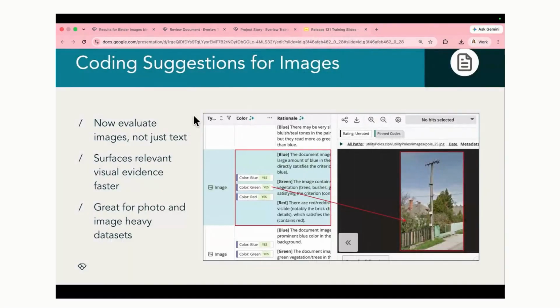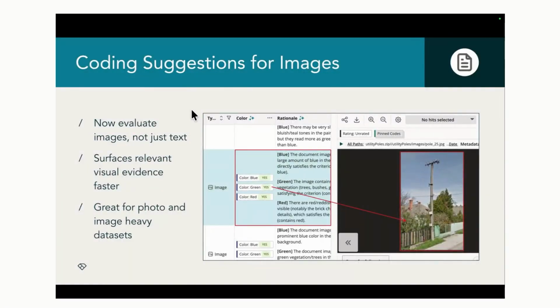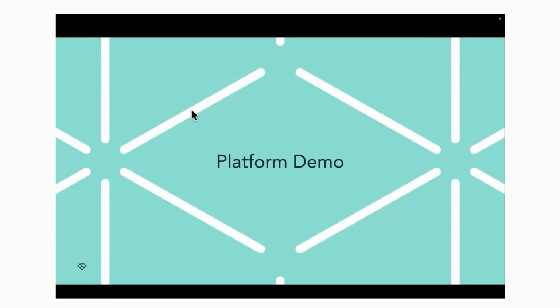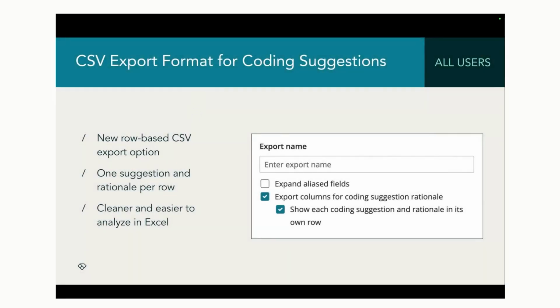All right, taking us back on over to our slides, there's also a second coding suggestion improvement in this release, which is a new row-based CSV export option. So instead of packing multiple suggestions and rationales into a single cell, Everlaw can now export them in a row-based format, which is much easier to work with in Excel or a spreadsheet. So this is a smaller improvement, but a very useful one.